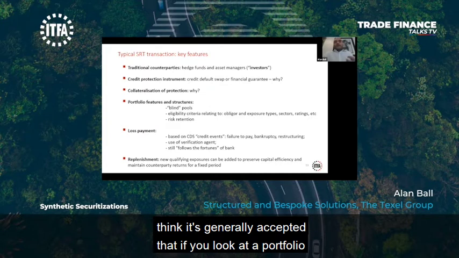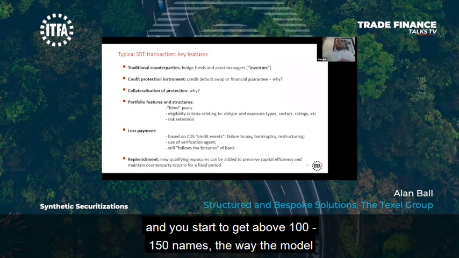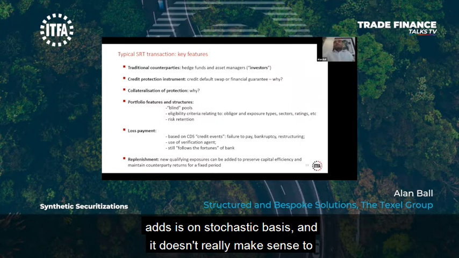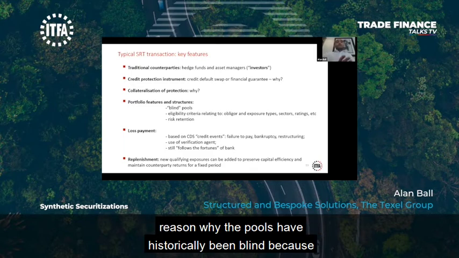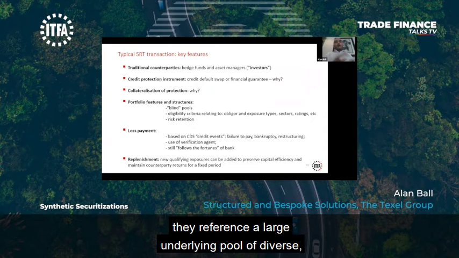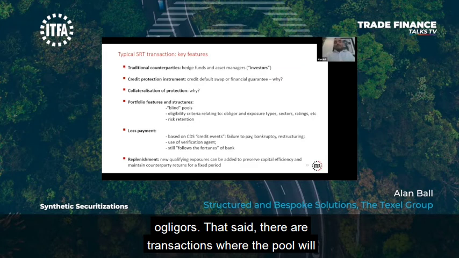I think it's generally accepted that if you look at a portfolio and you start to get above 100 to 150 names, the way to model that is on a stochastic basis, and it doesn't really make sense to underwrite each loan on a name-by-name basis. So that's the reason why the pools have historically been blind, because they reference a large underlying pool of diverse obligors. That said, there are transactions where the pool will be fully disclosed.